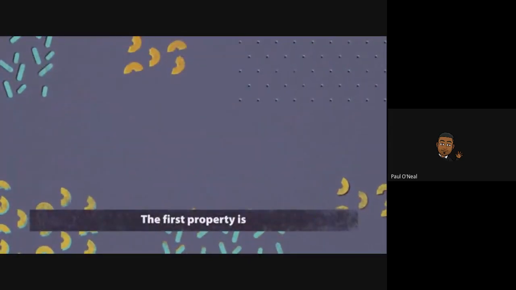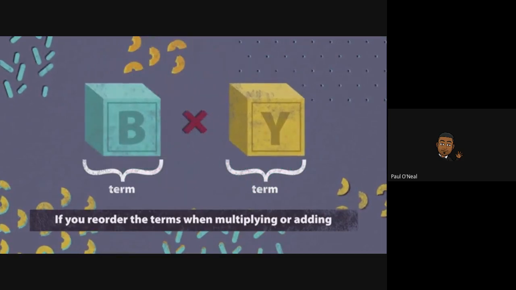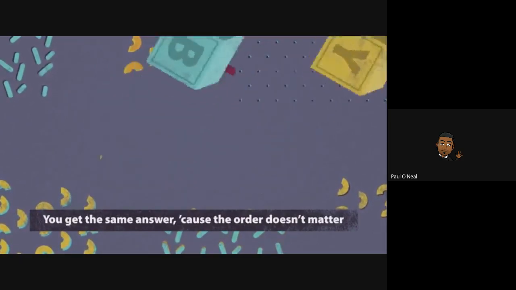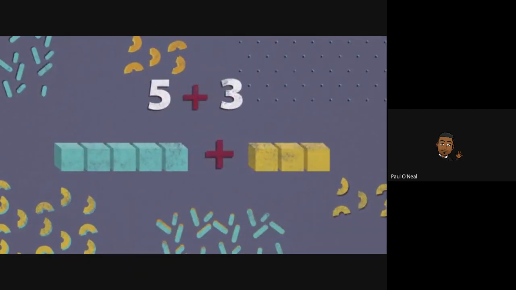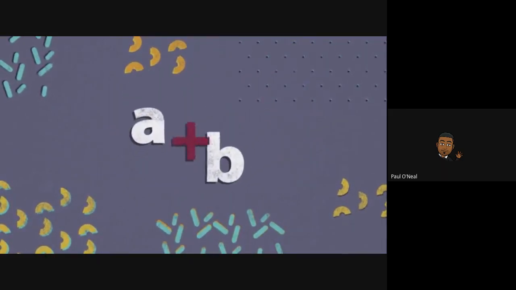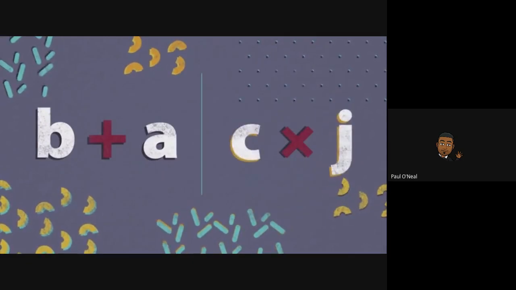The first property is commutative. Your terms can move when you're the one computing them. If you reorder the terms when multiplying and adding, you get the same answer cause the order doesn't matter. 3 plus 5, written a different way, is 5 plus 3. They both equal 8. A plus B equals B plus A. And J times C equals C times J.